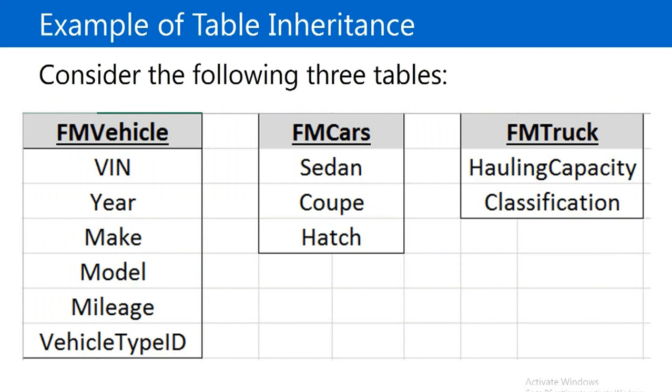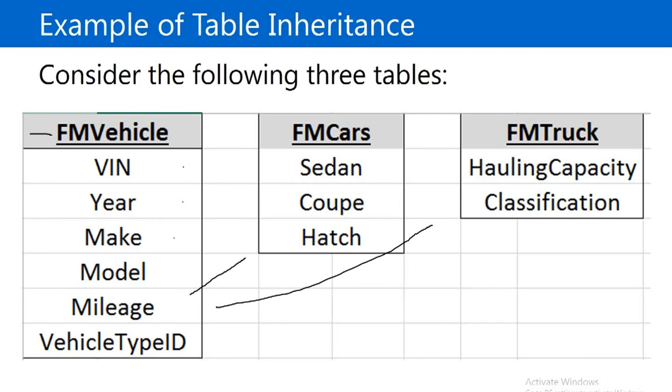Let's consider the following three tables. In this example, the FM vehicle table is what we call the base table. So FM cars and FM truck inherit fields or properties from this table. There's no need to have common fields like VIN number, year, or vehicle make in all of these tables when the FM cars table and the FM truck table can simply both inherit these.